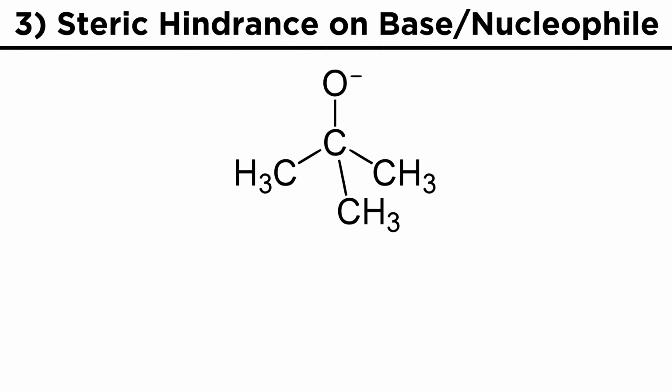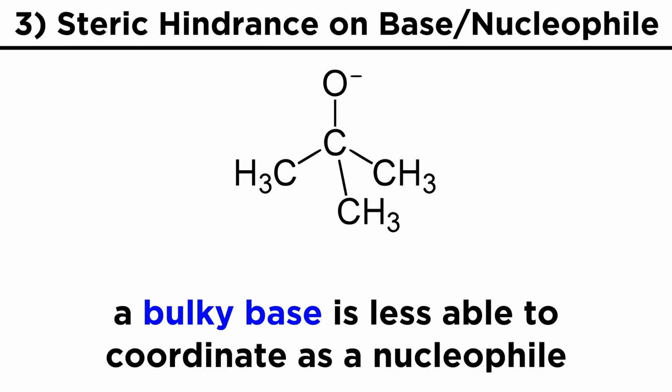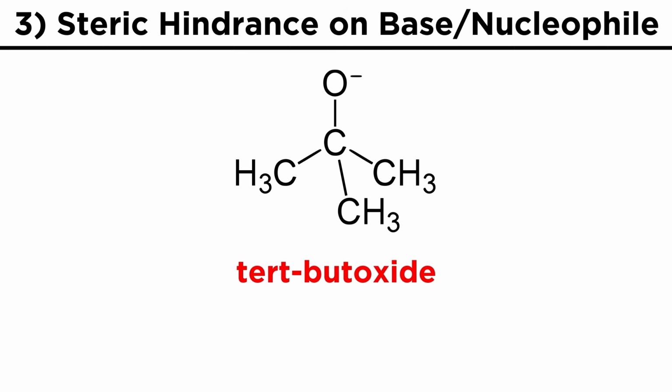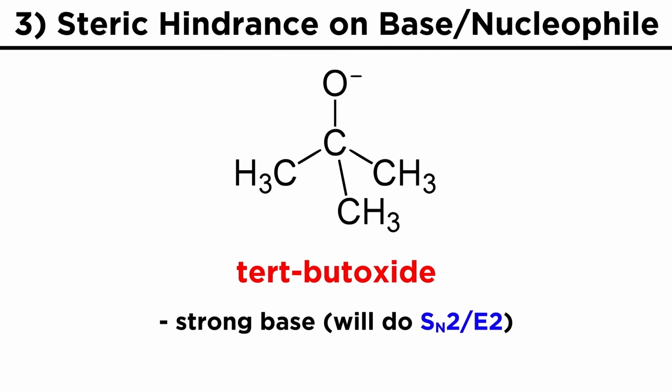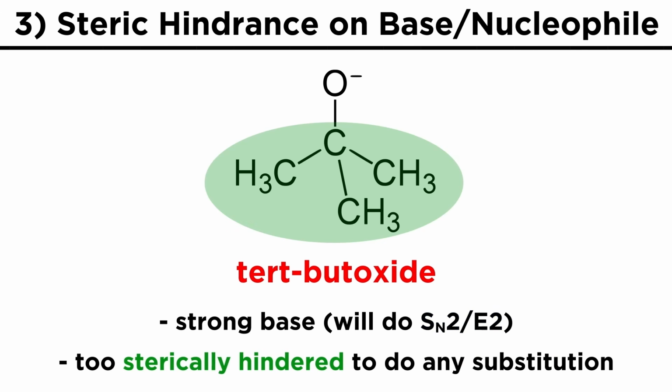We should also be aware of steric hindrance associated with the base or nucleophile. The bulkier the base, the less likely it is able to act as a nucleophile and coordinate to the molecule. Something like tert butoxide, which just like any of the alkoxides or hydroxide, is strong. We know this because of the formal negative charge on the oxygen. Since it is strong, we know it will do SN2 or E2, but because of this tert butyl group, it is way too bulky to actually coordinate to the substrate and do SN2.